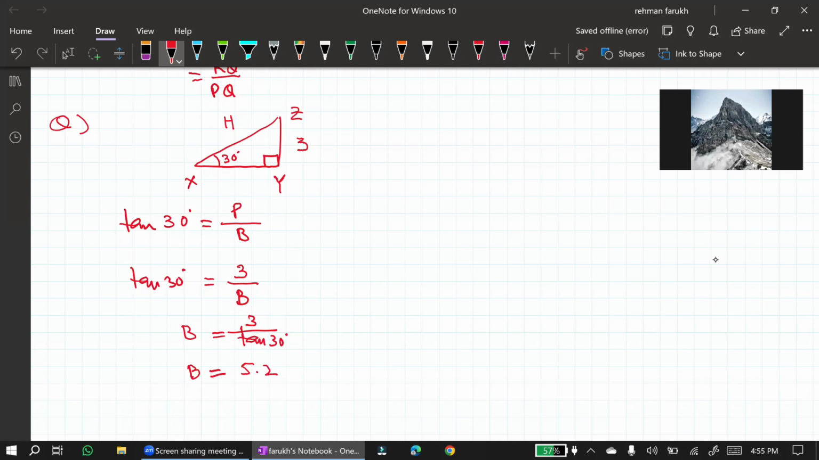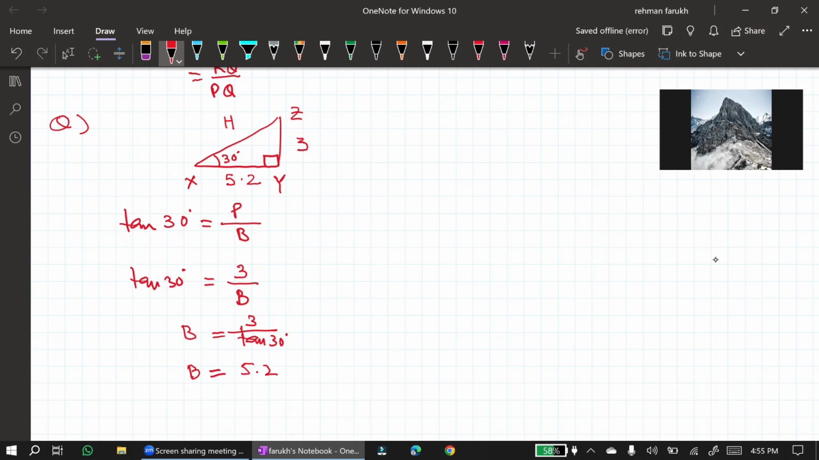Now we will find out the third side, that is XZ. To find out the third side, now we have two sides, 5.2 and 3. To find out the third side, we can use the Pythagoras rule, but we will use the trigonometric ratio to find out the third side.